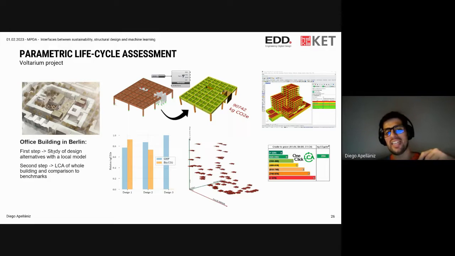So the idea was to first calculate the structure in RFM, in the calculation program. And then with this component for my previous plugin, we can export not only the material quantities, but also the material names that we are using in our calculation model. So in the end, we can basically with one click get the carbon footprint of our structural model.